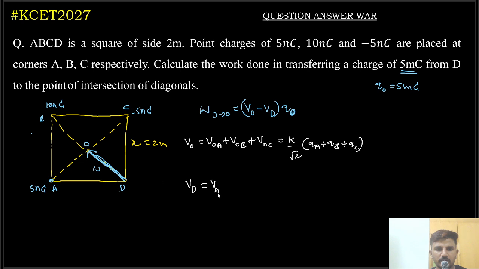Potential at D due to A plus potential at D due to B plus potential at D due to C will be given by K into QA by distance 2, I will take the 2 common, plus QB divided by 2 root 2, I have taken common, plus QC by 2, I have taken common. You just substitute the value of QA, QB, QC, you will get the answer.